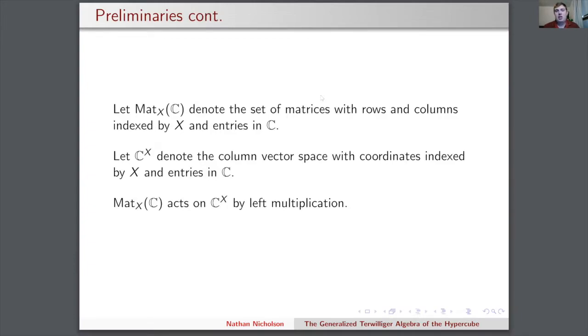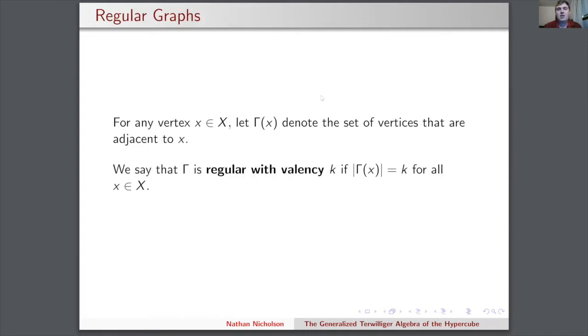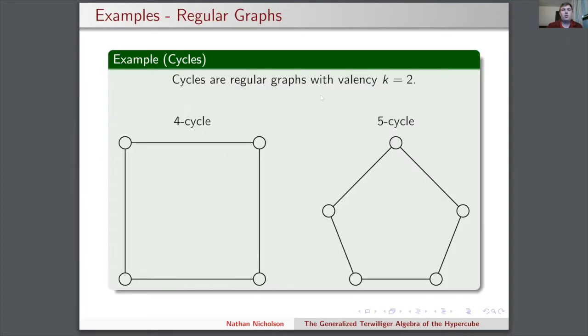Let Mat_X(C) denote the set of matrices with rows and columns indexed by our vertex set and entries in C. Let C^X denote the column vector space with coordinates indexed by X and entries in C. As a consequence, Mat_X(C) acts on C^X by left multiplication. For a vertex x, let gamma(x) denote the set of vertices that are adjacent to x. We say that gamma is regular with valency k if the number of neighbors of x equals k for all vertices.